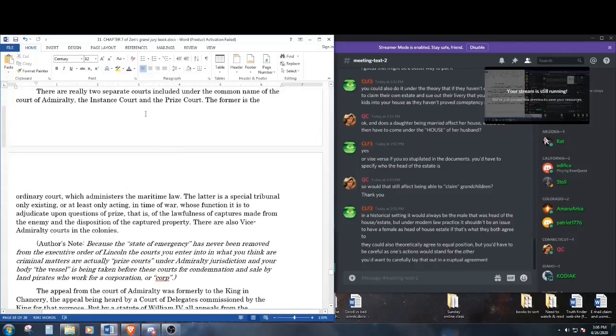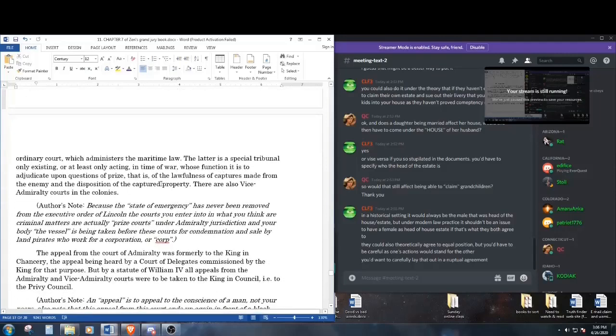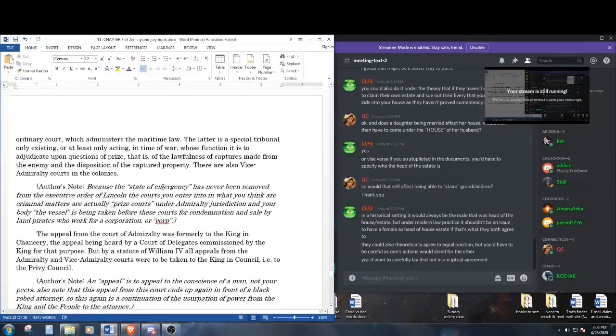The latter, the Prize Court, is a special tribunal only existing, or at least only acting, in time of war, whose function it is to adjudicate upon questions of prize. Now, a prize is when one ship takes over another ship out in the high seas. That is, of the lawfulness of capture made from the enemy and the disposition of the captured property.